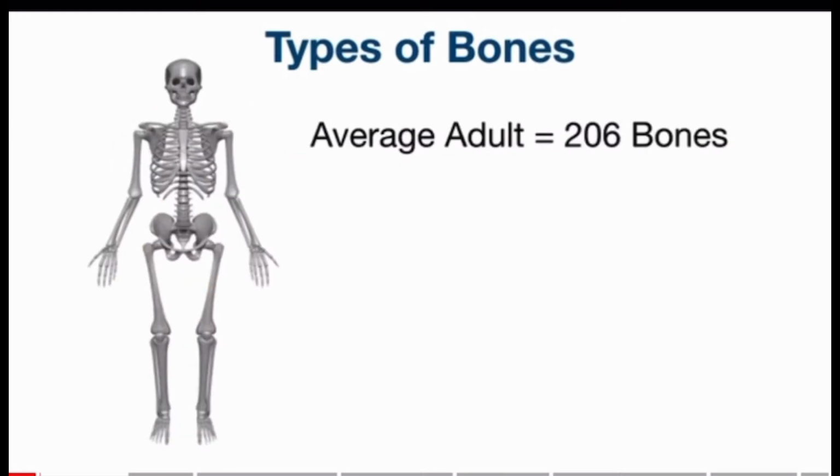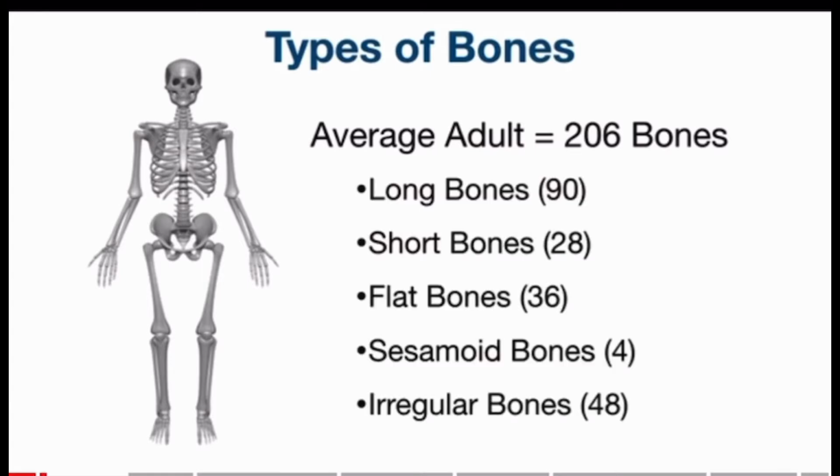The average adult has 206 bones. These bones can be categorized into different groups based on their shape. They include long bones, short bones, flat bones, sesamoid bones, and irregular bones.